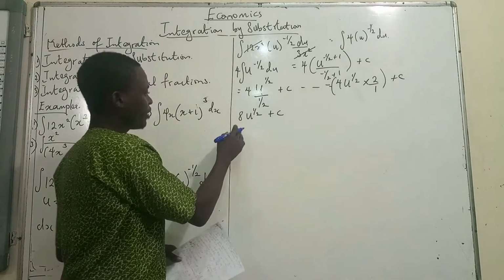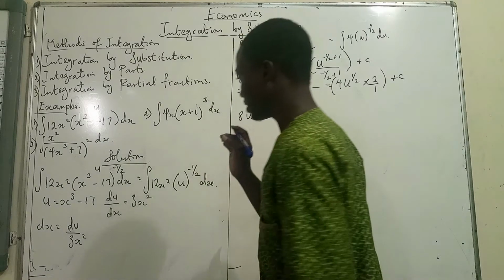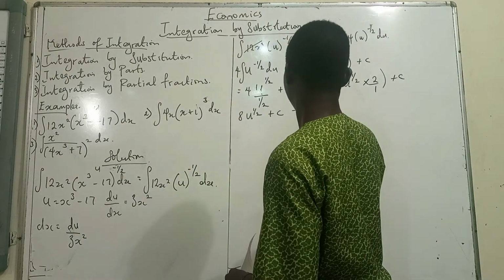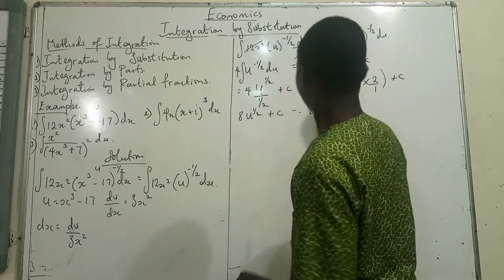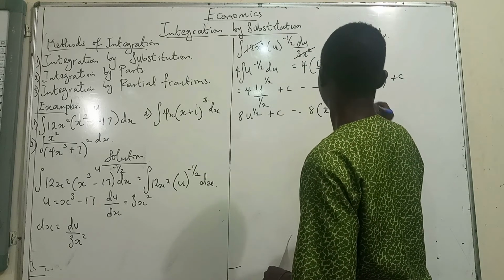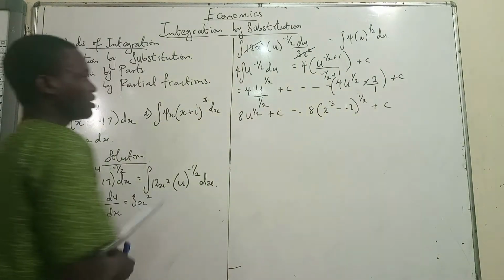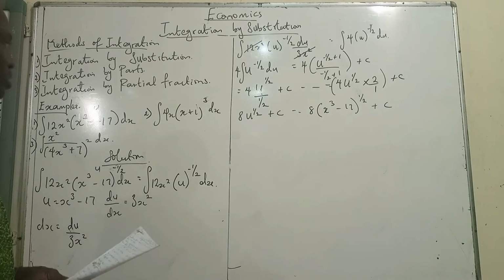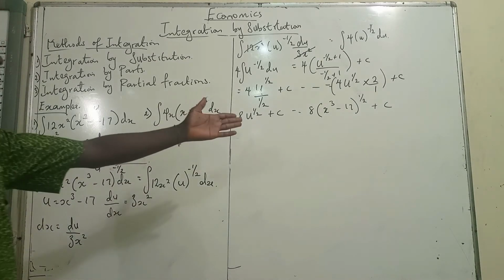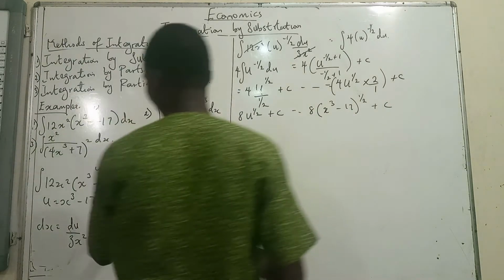So finally, what we now do is, what was u in the first instance? u was x cubed minus 17. So the final answer is going to be 8 into brackets x cubed minus 17 raised to power half, plus c. So that's the answer. That's how to do integration by substitution. Now we can try to differentiate this and see if we get the original back.